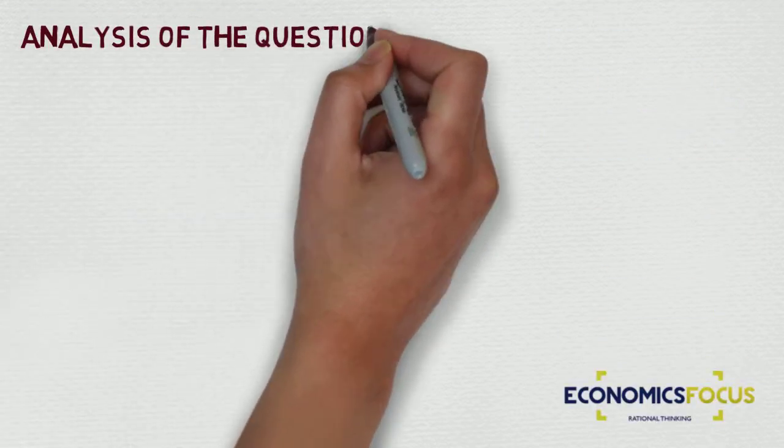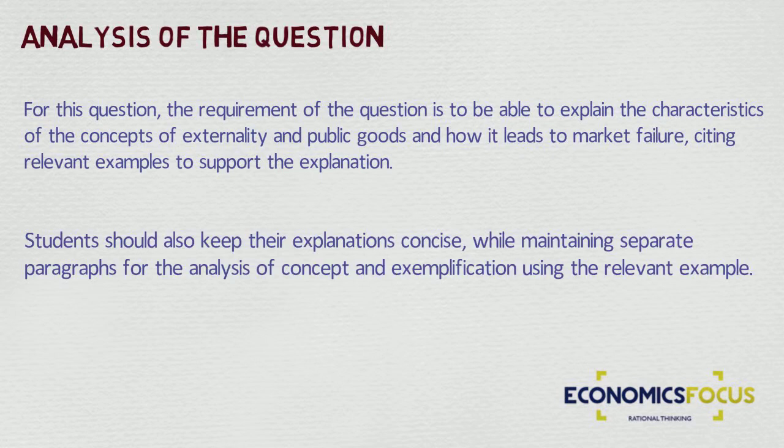This question requires students to explain the characteristics of externality as well as public goods in how it leads to market failure, citing relevant examples to support the explanation. So because there are two concepts to explain, students should keep their explanations concise and yet at the same time maintain different paragraphs for the analysis of concept and another for that example.